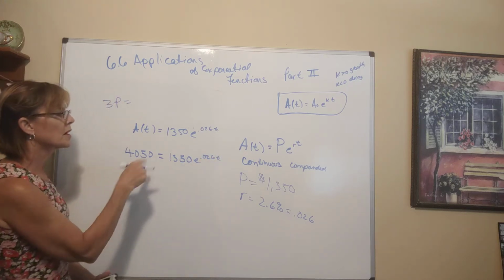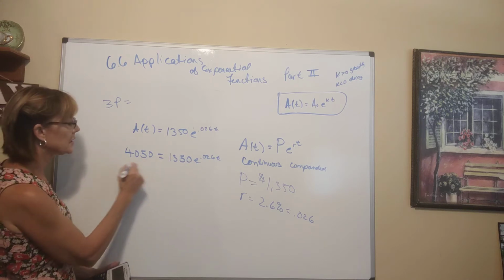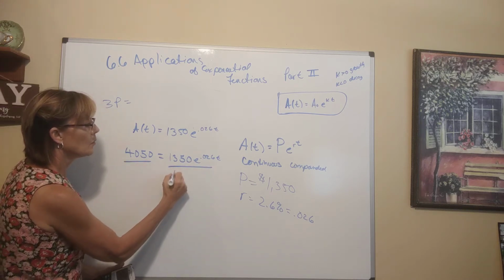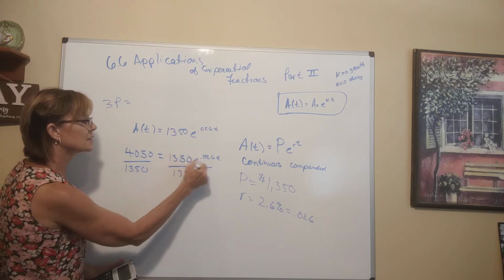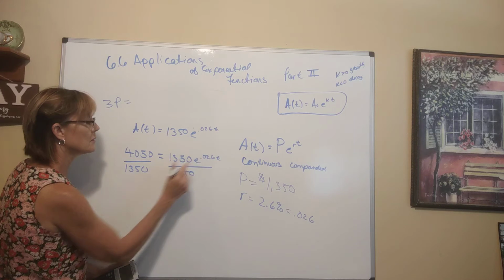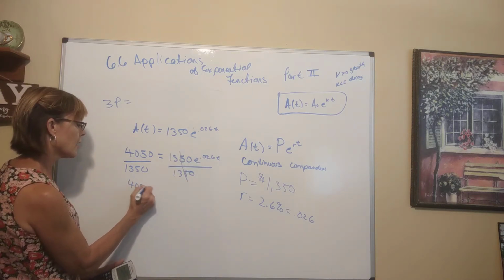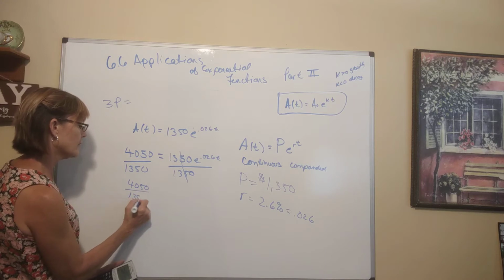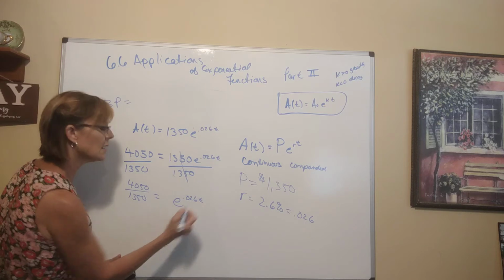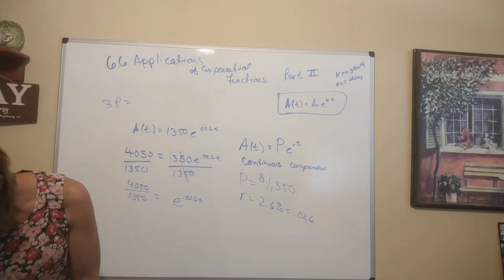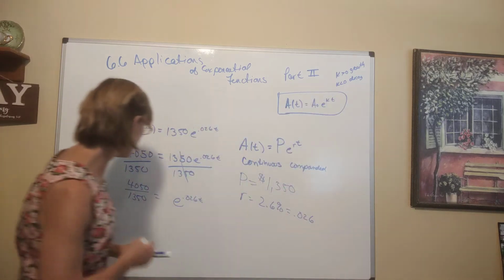4050 is 3 times the initial amount. And so we've got to solve for t. How long will it take to get this much money? So let's solve for t. Divide both sides by 1350. We're doing that so that we can isolate the exponential expression, the e to the whatever. So we get 4050 divided by 1350 is equal to e to the 0.026t. Now that that's been isolated, we want to apply a logarithm. So take the natural log of both sides.